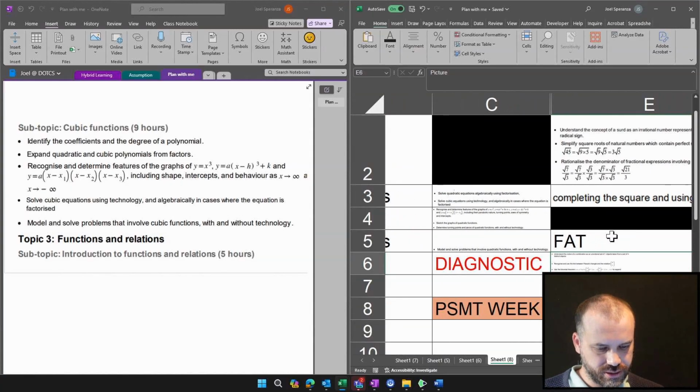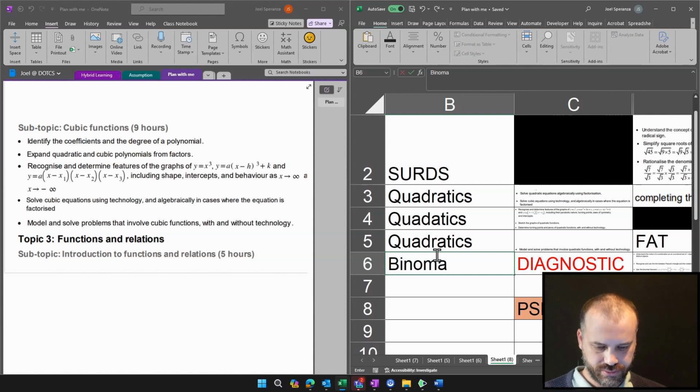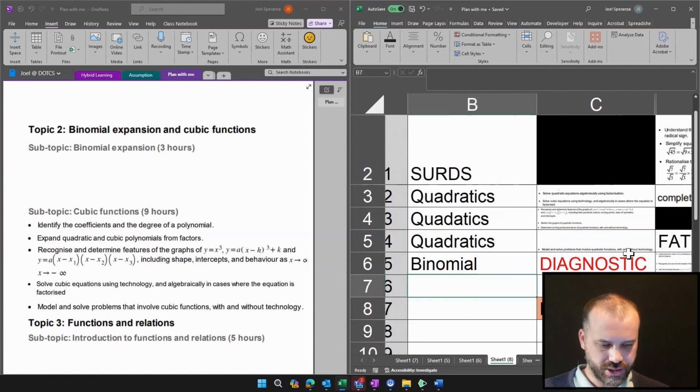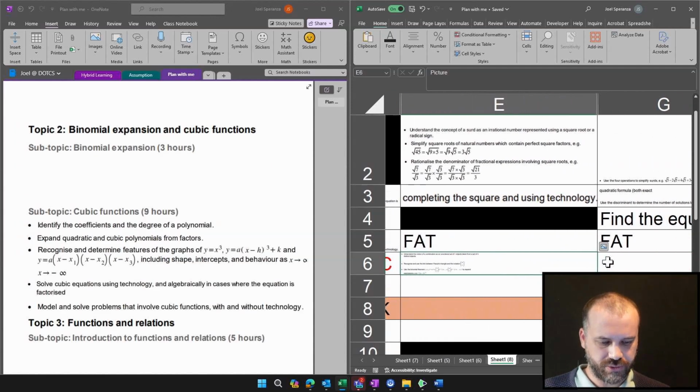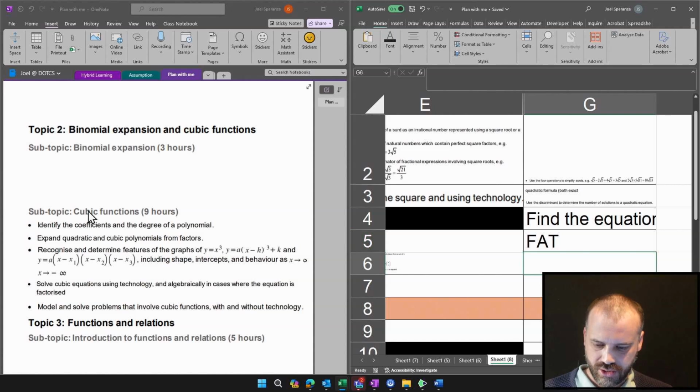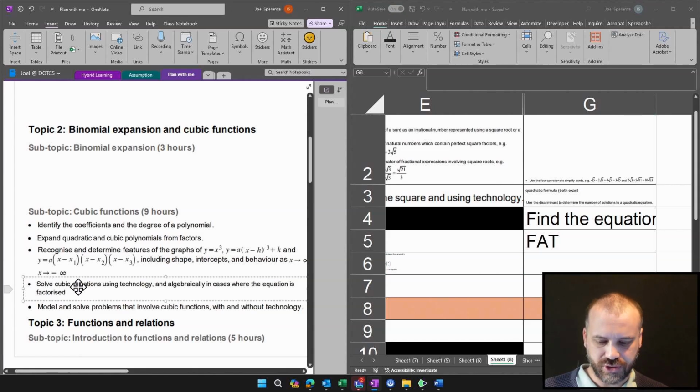What have we done? We've done the binomial there. So diagnostic and then the binomial, and then we've got 1 day left in our week where we can do identify the coefficients, expand the quadratic and cubic polynomial from factors. We're expanding brackets, and we can revise solving cubic equations using technology. We can probably do that as well. So we can do this, and we can do this all in a single lesson.